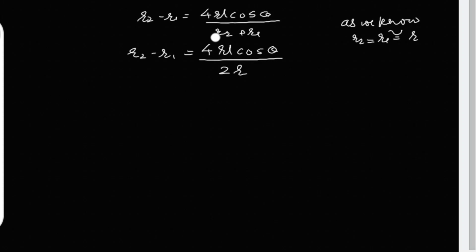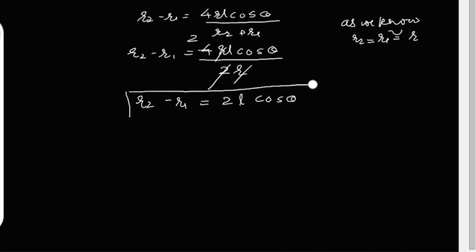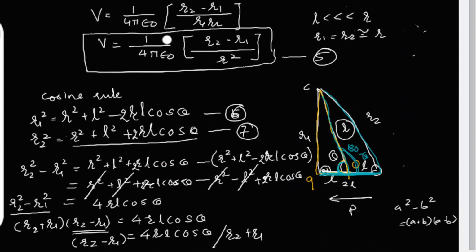Okay, this is r plus r, that is 2r. So this will be 2 and this r gets cancelled. So we will get here r2 minus r1 equals 2l cos theta. Okay, so this value of r2 minus r1 that I am getting here, I can put into this equation. What is that equation?